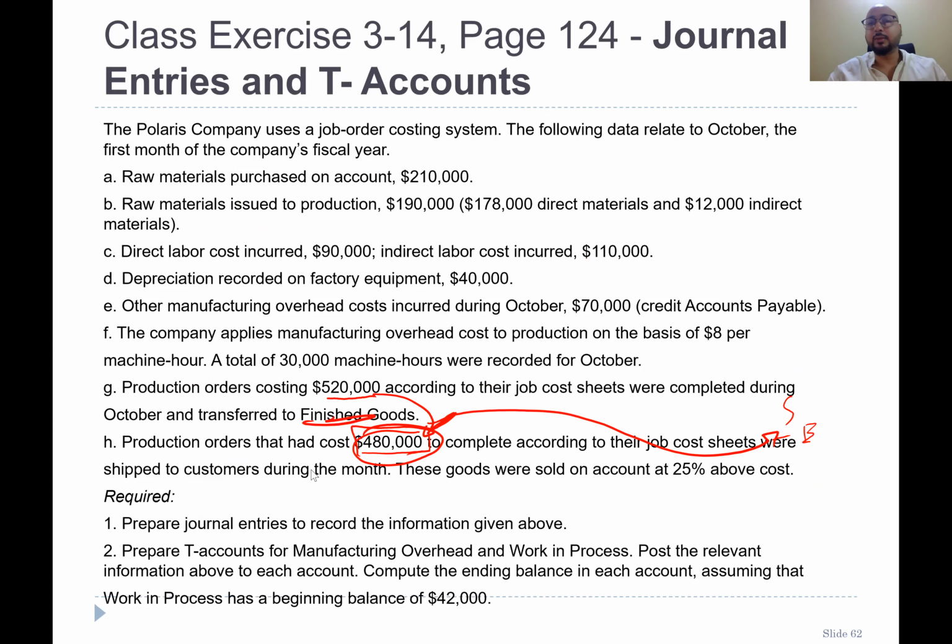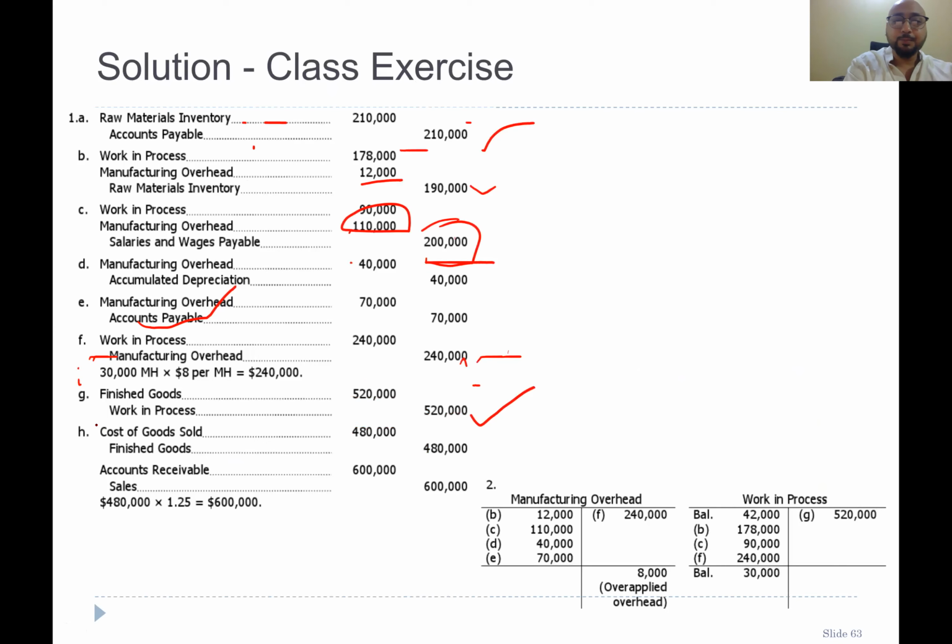So there are going to be two entries. One belongs to decreasing the inventory, because that cost belongs to some expense. So expense increase, debit, and decrease in finished goods, credit. So here expense is the cost of goods sold, finished goods decrease, which means credit, right? So cost of goods sold debit, finished goods credit.